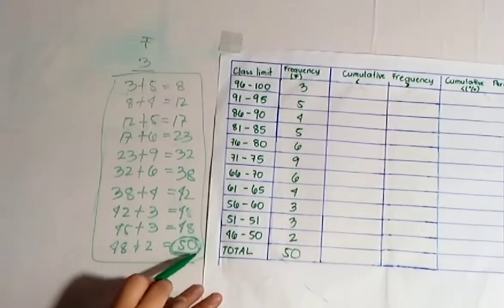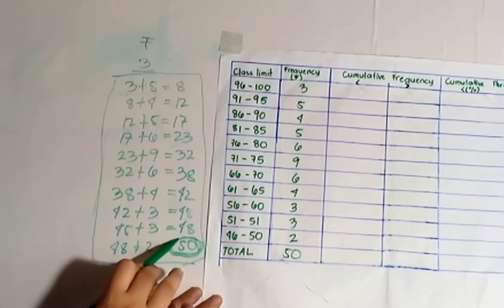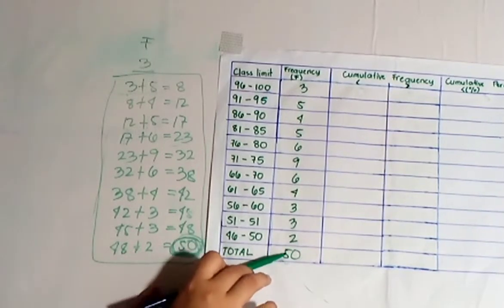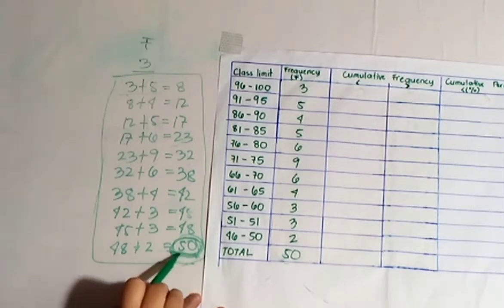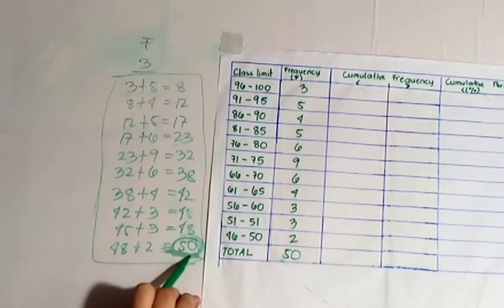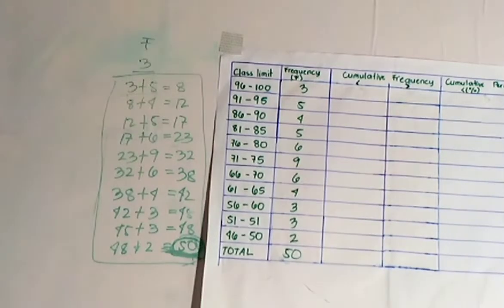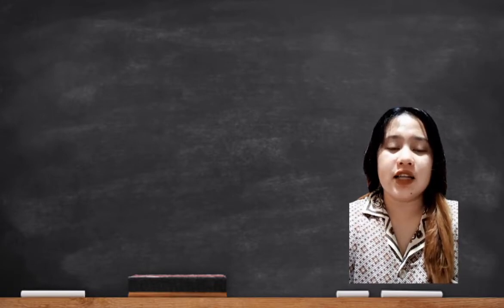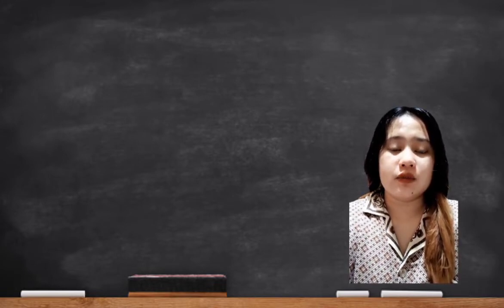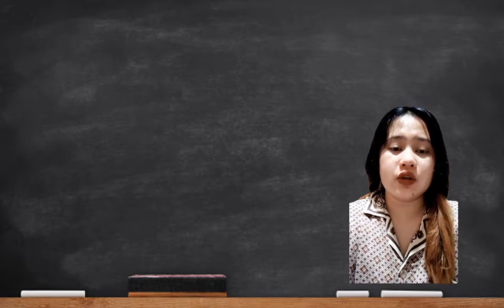And this is the total of the frequency. We will put 50 here because this is our computation. Now we will proceed to how to compute the cumulative frequency lesser than. But before that, I will explain the meaning of cumulative frequency lesser than.